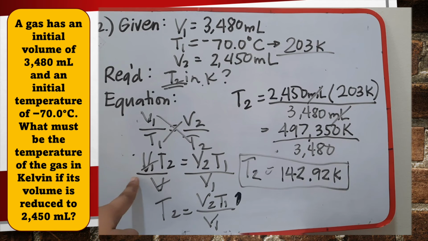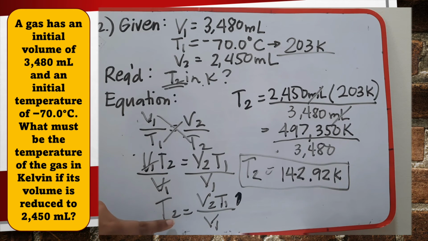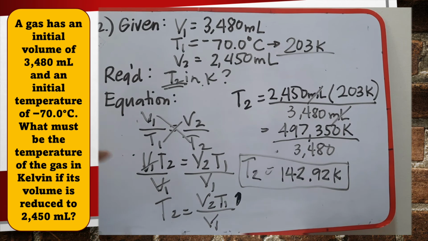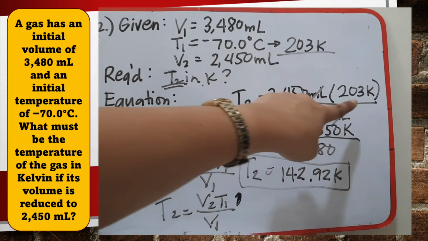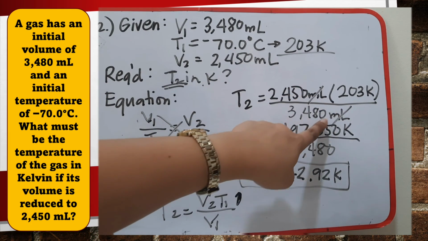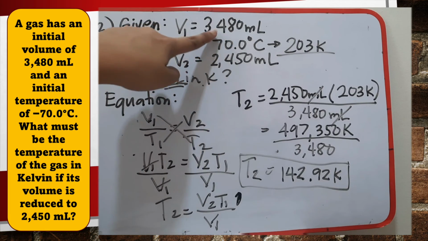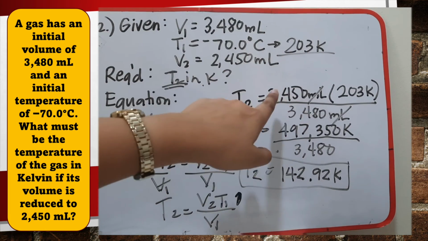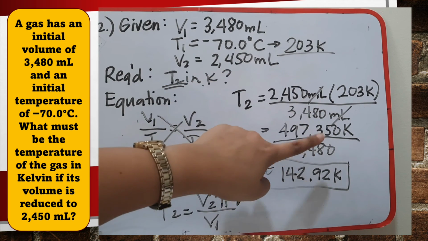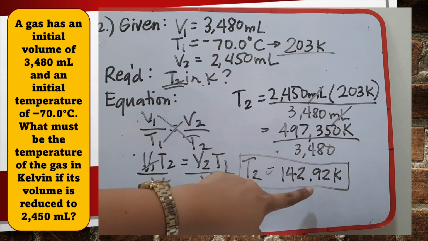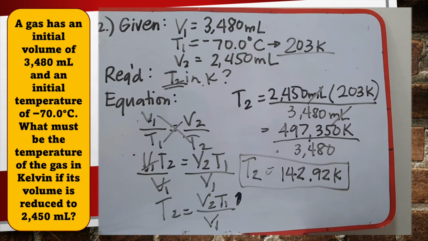To eliminate V1, divide both sides by V1 so that we can cancel V1 and V1, leaving T2, and on the other side we have V2 times T1 divided by V1. Then you substitute all the given. V2, that's 2,450 multiplied by 203, divided by 3,480, which is the V1. After you multiply those numbers on top, you divide by the number below, 3,480, and we end up with 142.92 Kelvin.